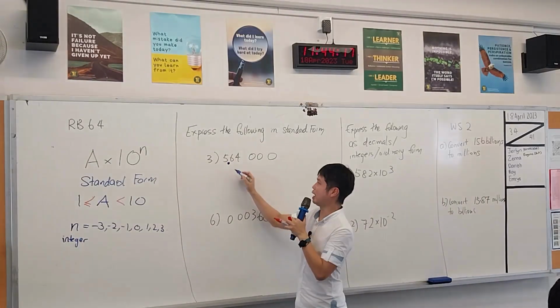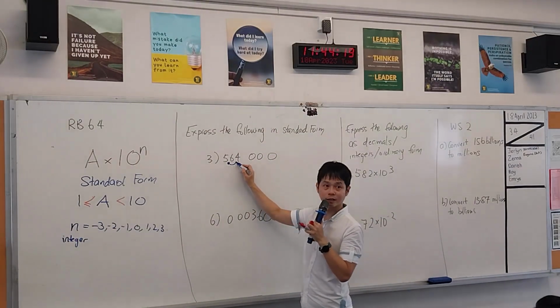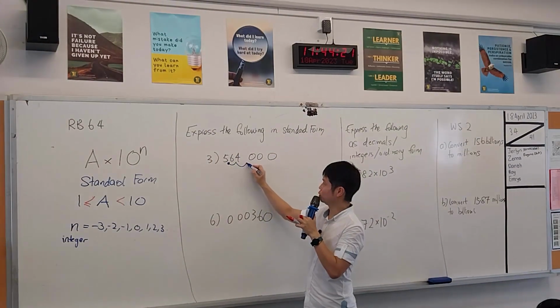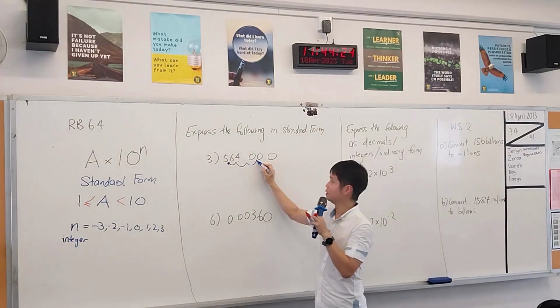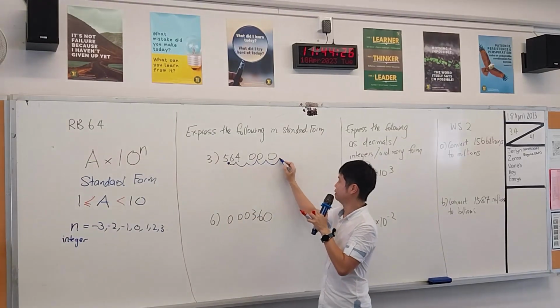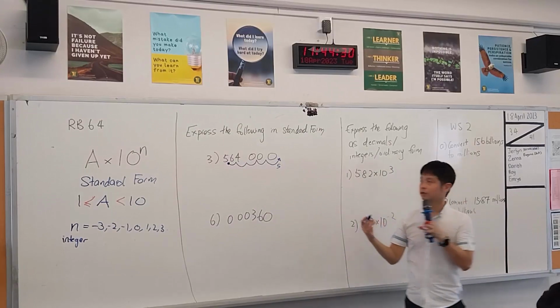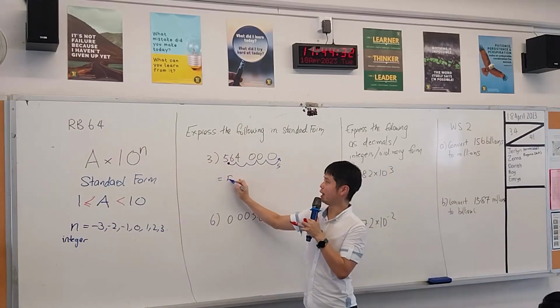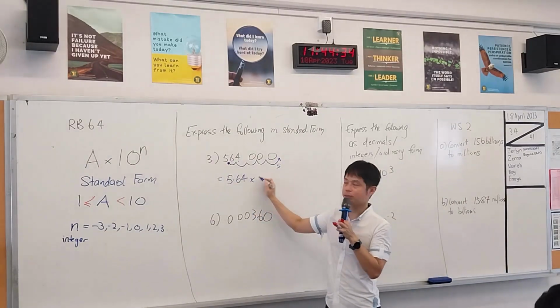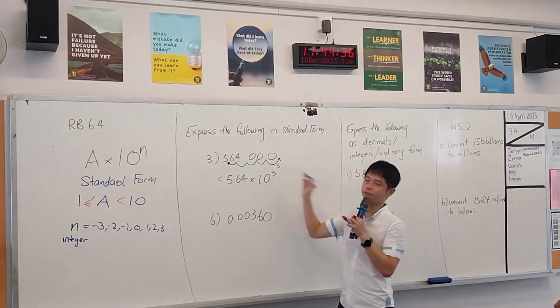So look at how the arrow moves. 1, 2, 3, go in between 4 and 5. So I move 5 times to the right. And the standard form will be 5.64 times 10 to the power of 5.